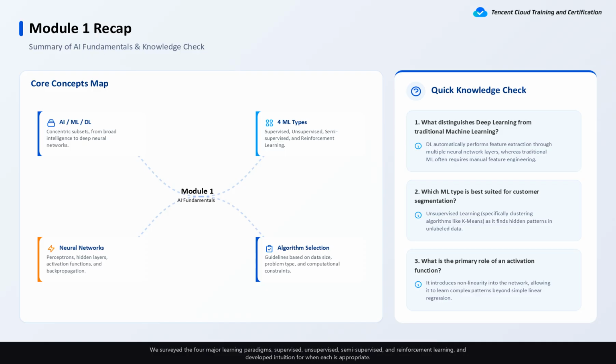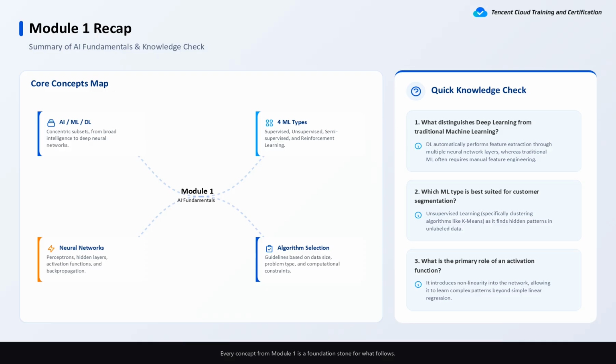We surveyed the four major learning paradigms: supervised, unsupervised, semi-supervised, and reinforcement learning, and developed intuition for when each is appropriate. We built a mental model of neural network architecture, from the single neuron computation through to multi-layer deep networks, and understood why activation functions are essential for nonlinear representational power. We examined key algorithms including decision trees, random forests, SVMs, CNNs, and RNNs, and connected each to real-world applications.